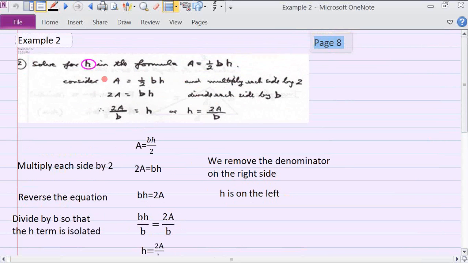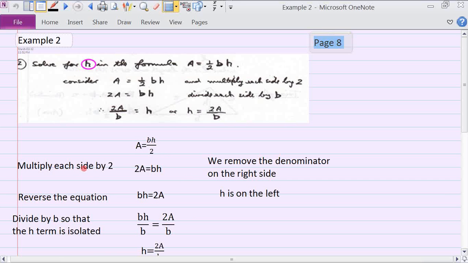Now going to look for H in the formula for the area of a triangle, which is half the base times the height. So here I'm going to go through this stepwise. We start with this formula, and we want to solve for H. We're given this formula. This is what we start with.